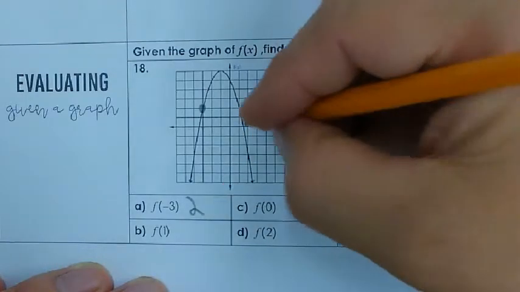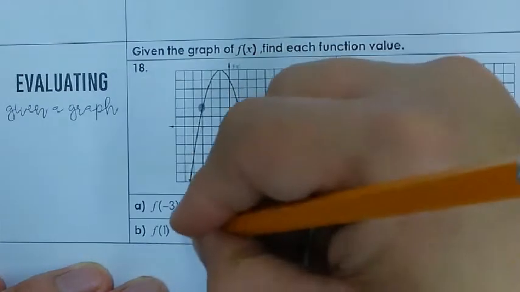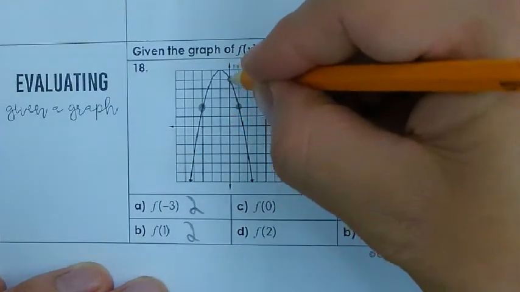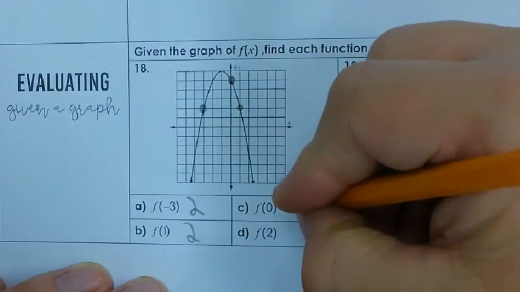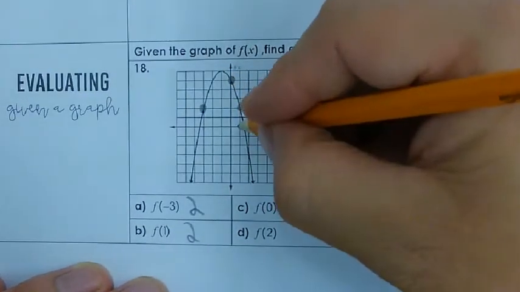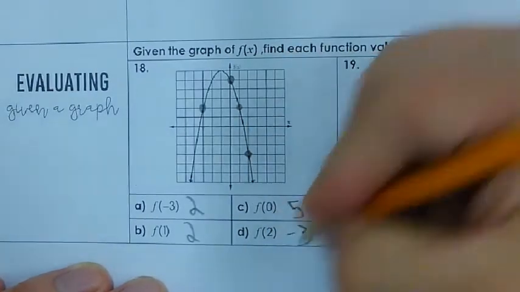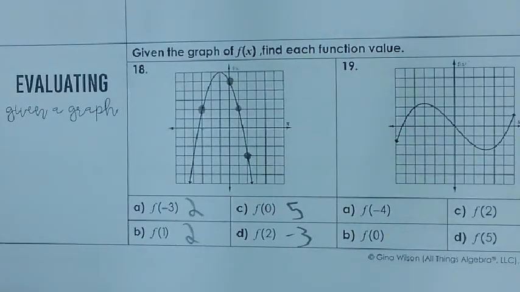Here, for B, the x value is 1. We've got to go up to where the line is. That one is also 2. For 0, go up to where the line crosses. That'd be 5. And then for 2, go to the line. And that'd be -3. So that's all you do for those.